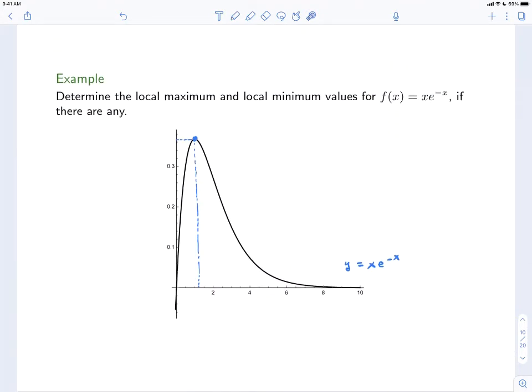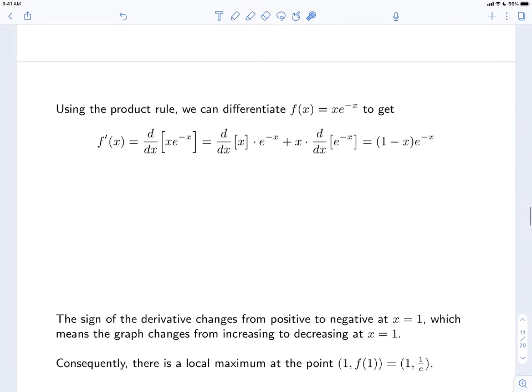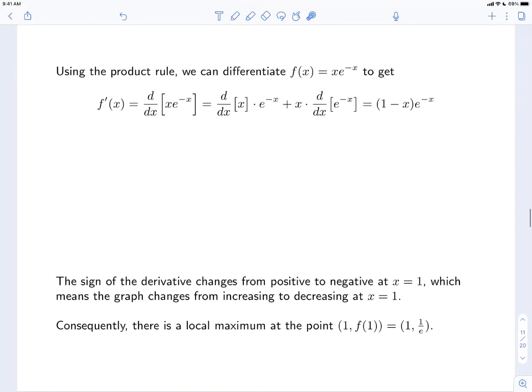So you can see that the tangent line at this local maximum value certainly looks like it should be horizontal, and of course it will be, because the tangent lines have positive slope and then they change to negative slope. So right at that local maximum, you'll have a horizontal tangent line, so the slope of the tangent line is 0. So what we want to do is differentiate the function and set it equal to 0.